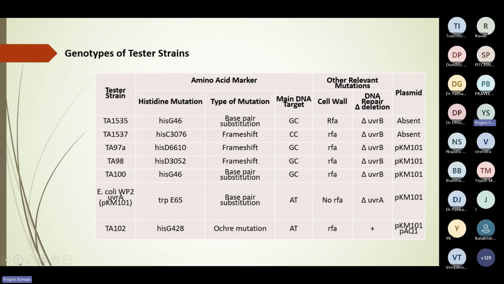So, the genotypes of tester strains. In those Salmonella and E. coli, there are different types of mutation. You can see here for TA1537, TA1535, and TA100 or E. coli WP2 uvrA, there is a base pair substitution. For TA1537, TA97, and TA98, there is a frame shift mutation. For E. coli, there is an ochre mutation. So ochre is a type of nonsense mutation, so there is an addition of a stop codon there.